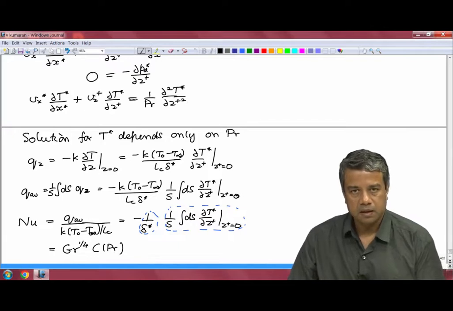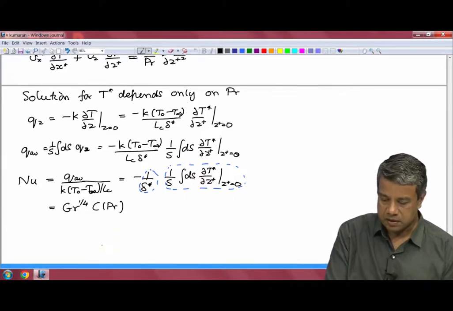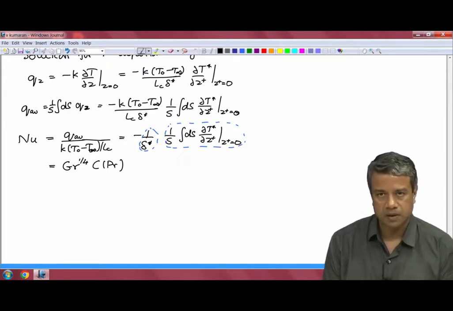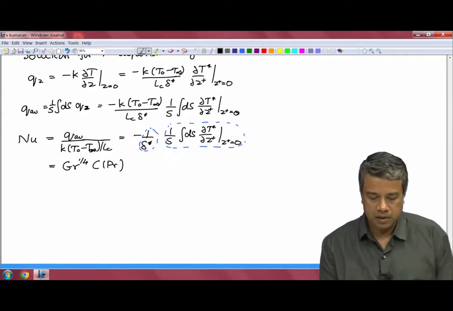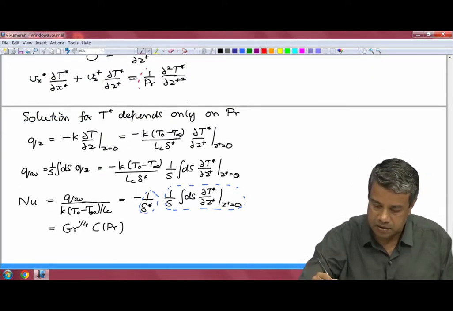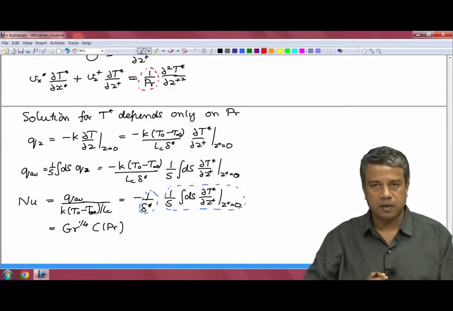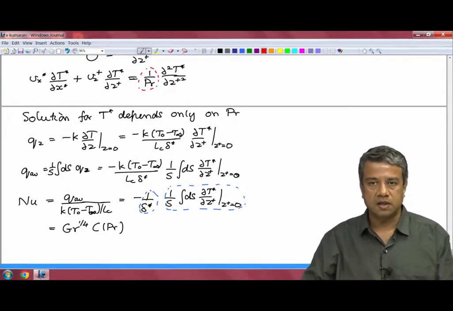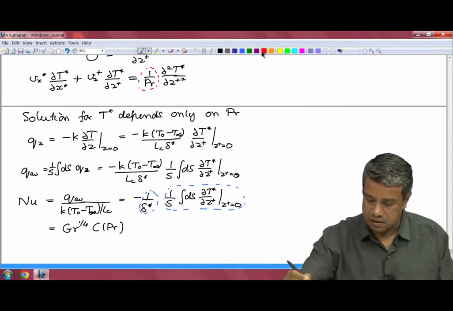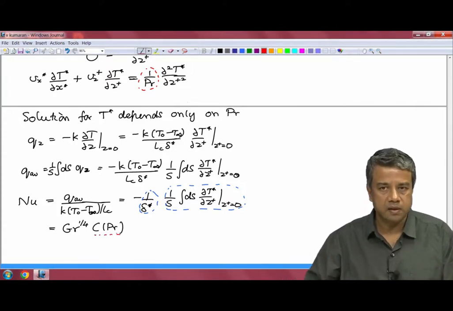So, from the scaling analysis, this is the correlation for the Nusselt number. It is equal to the Grashof number to the 1/4 times some unknown function of the Prandtl number, because the Prandtl number is the only parameter that appears in the equation. There is no parameter in the boundary condition. So, the solution can depend only upon the geometry and the Prandtl number. In particular, the solution depends upon the orientation of the gravity vector with respect to the surface at different locations, and the Prandtl number.